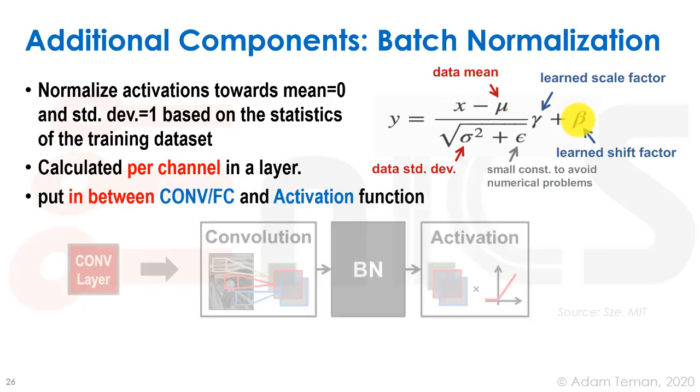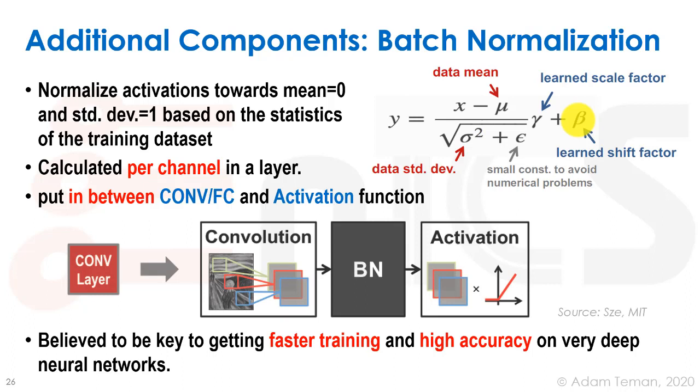Okay, so where do we do this? There's been a lot of discussion about that. It used to be done after activations, but now it's very common to put this between the convolutional layer and the activation layer. So we add this batch normalization. Again, it's one mean and standard deviation per channel, and we stick it in between the convolution and the activation, and it's believed that it's key to getting faster training and higher accuracy on very deep neural networks. It's pretty much a standard now.